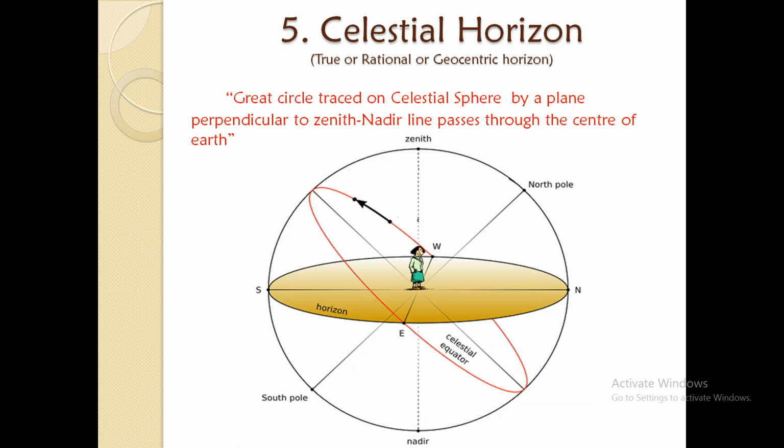The fifth one is the celestial horizon. It is also called true horizon or rational horizon or geocentric horizon.